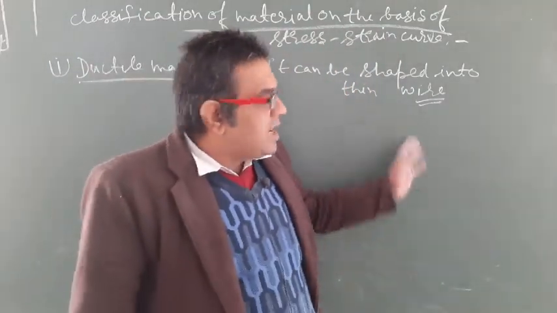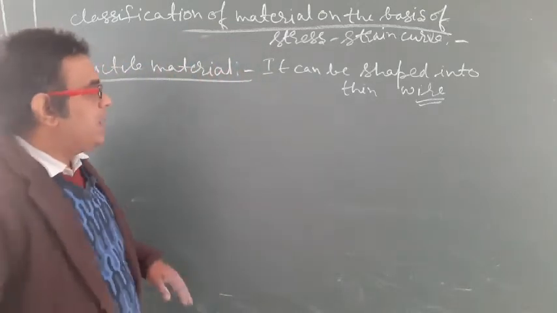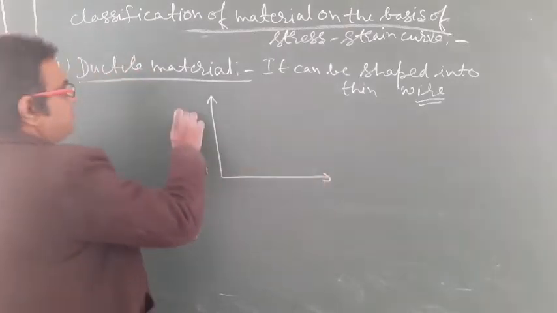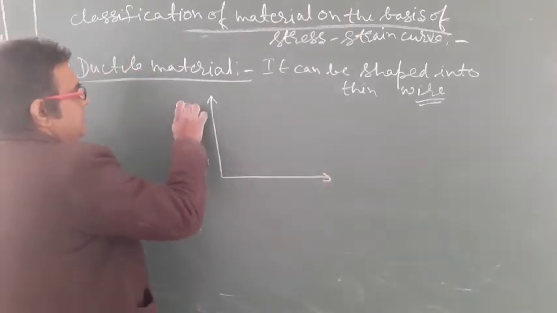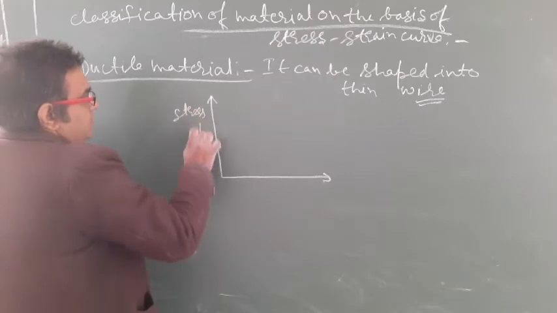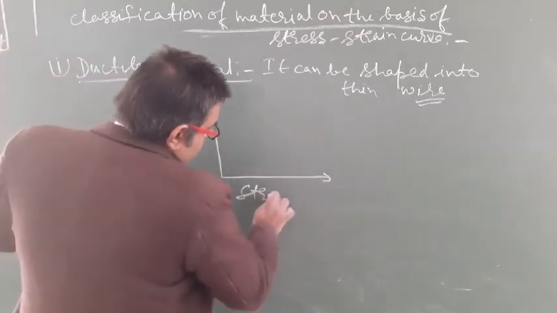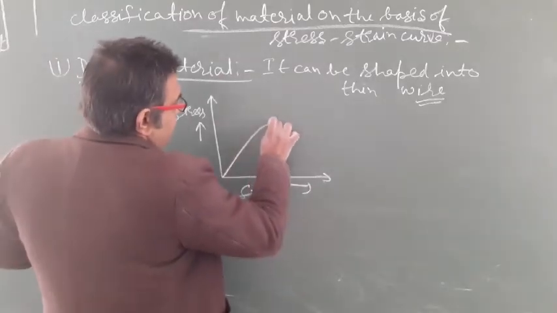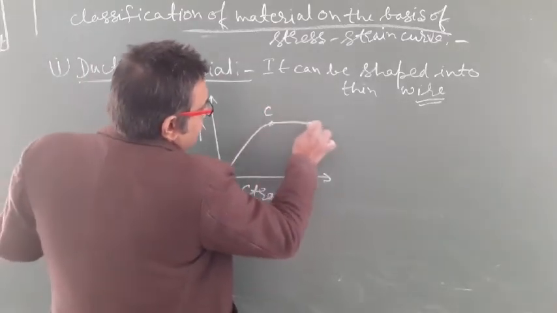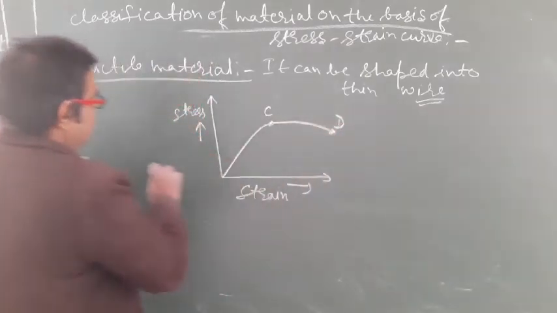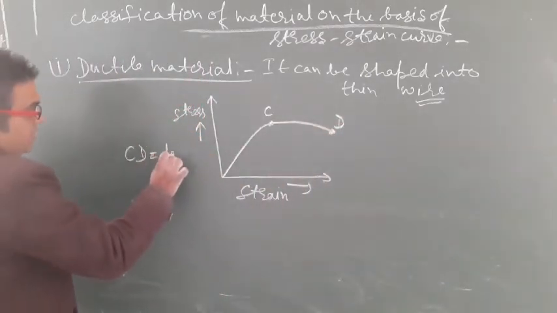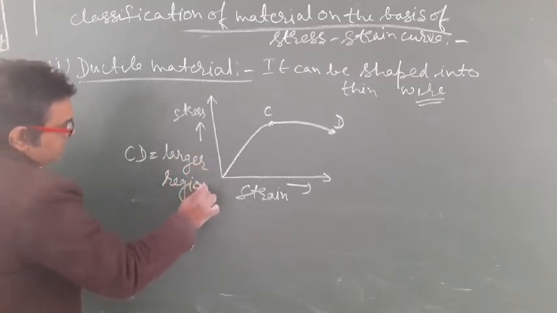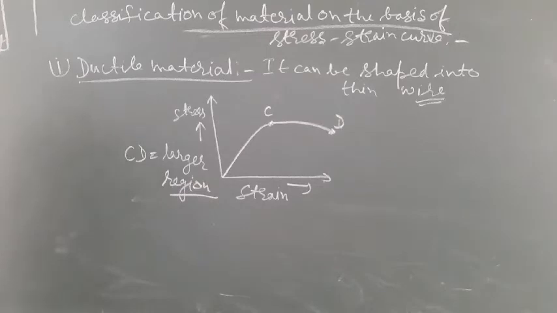Ductile materials are those which can be shaped into thin wires. In the stress strain curve for a ductile material, the gap between point C and point D, the region CD, will be larger. This region will be larger for ductile material.